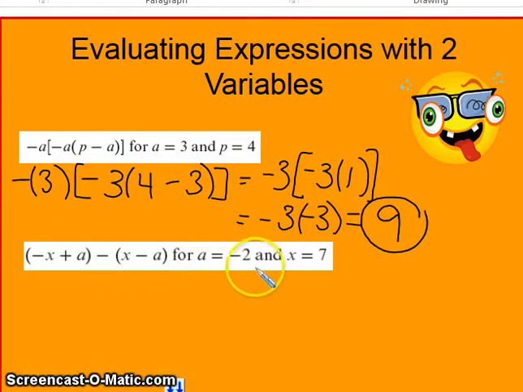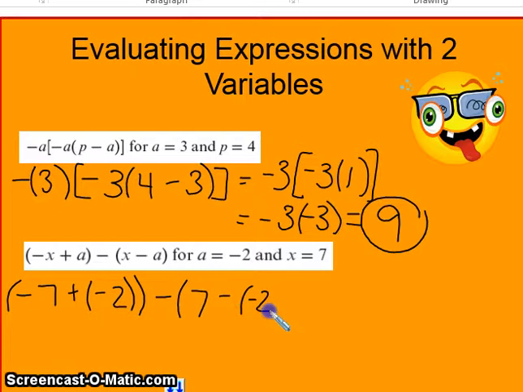I know a is negative 2 and x is 7. So everywhere I see an a in this expression, I'm going to plug in negative 2. And everywhere I see an x, I'm going to plug in 7. So I can rewrite it as negative, and then x is 7, plus a, which is negative 2, minus x, which is 7, minus a, which is negative 2. Then I'll follow my order of operations to simplify.